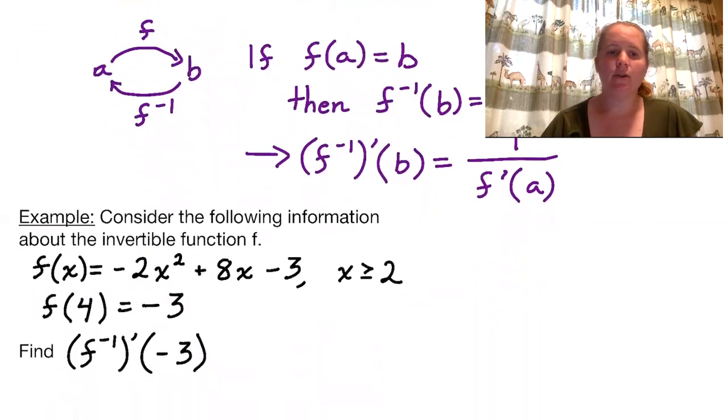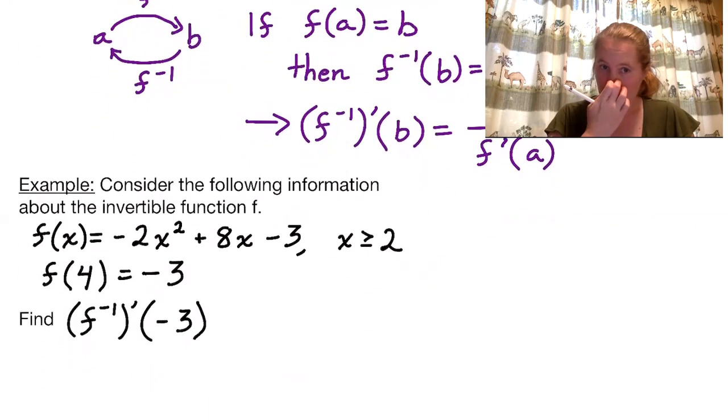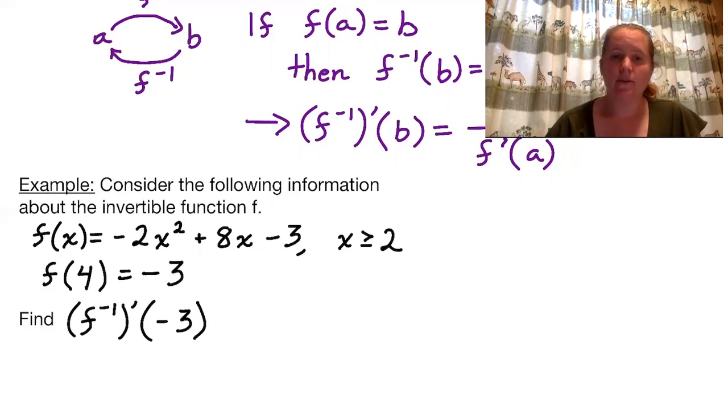So consider the following information about the invertible function f. f of x is equal to negative 2x squared plus 8x minus 3, and it's defined only for x greater than or equal to 2. We need that piece for f to be invertible. And then we're also told that f of 4 is equal to negative 3. Our job is to find the derivative of f inverse evaluated at negative 3.